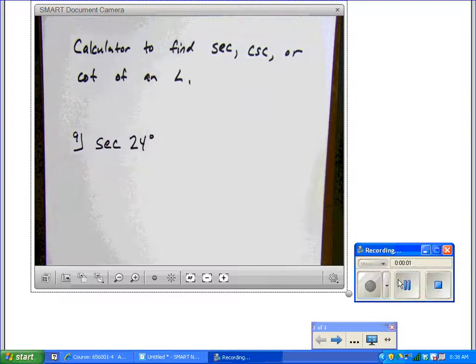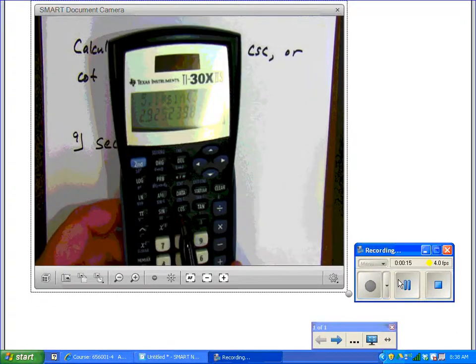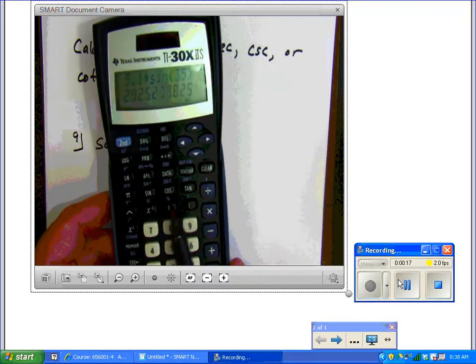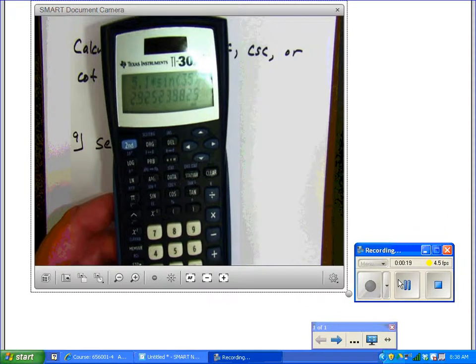Okay, now we're going to look at numbers 9 and 10 here. So both of them ask you to use a calculator to find the secant, the cosecant, or cotangent of an angle. A problem we get with this is that on our calculator we have sine, cosine, and tangent, but we don't have the reciprocal functions.